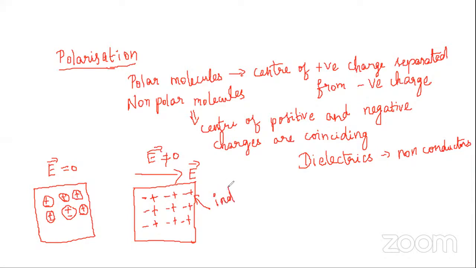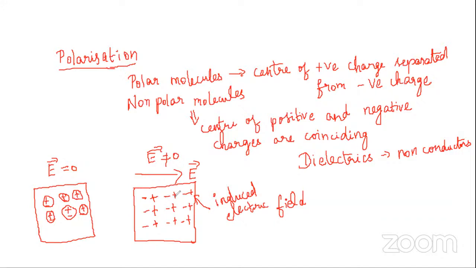Induced electric field. This is called induced because actually there is no electric field inside the dielectric. So due to the presence of this external electric field, you will be having induced charges and an induced dipole moment also. So this induced electric field, what will it do? It actually opposes the external electric field.